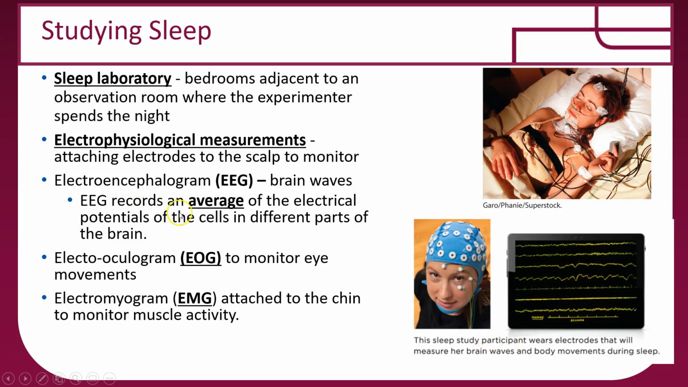The EEG records an average of the electrical potentials of cells in different parts of the brain. So you're getting to know what's happening in different parts of the brain.